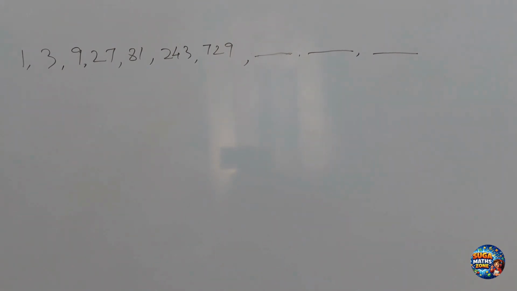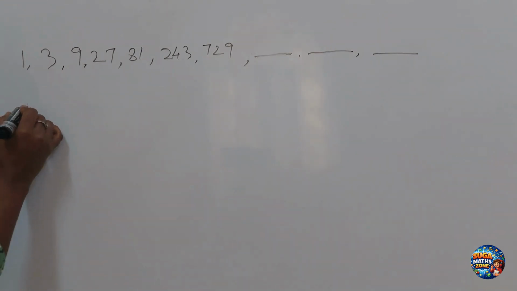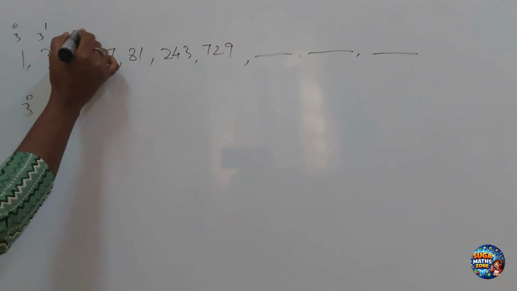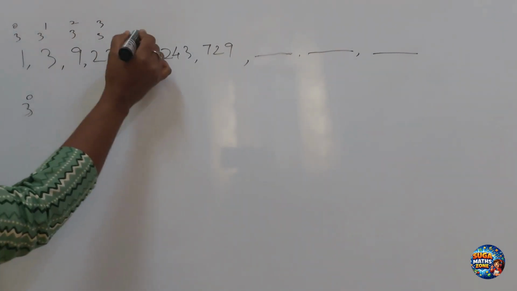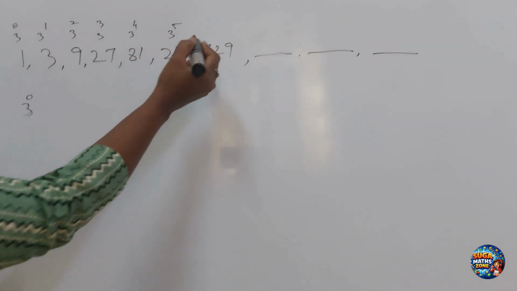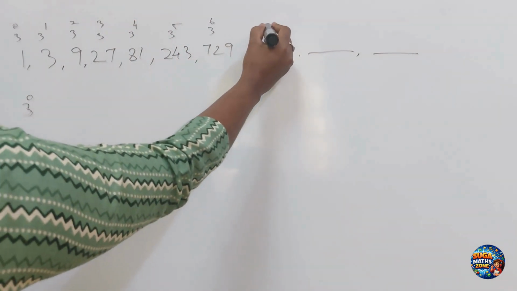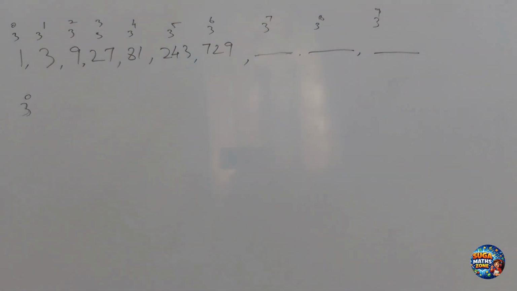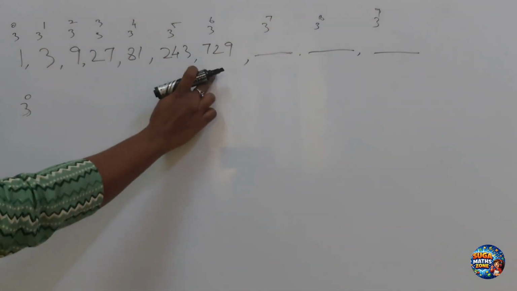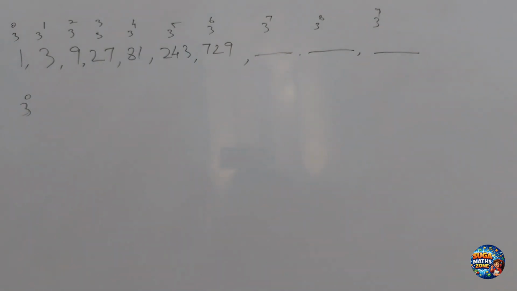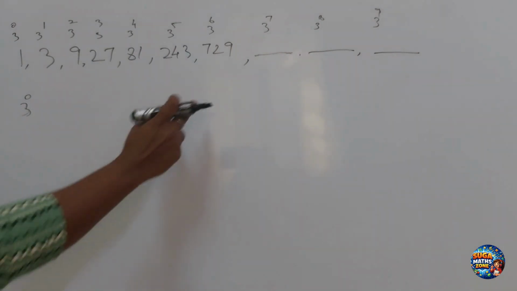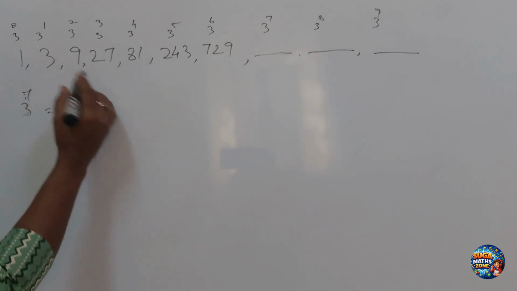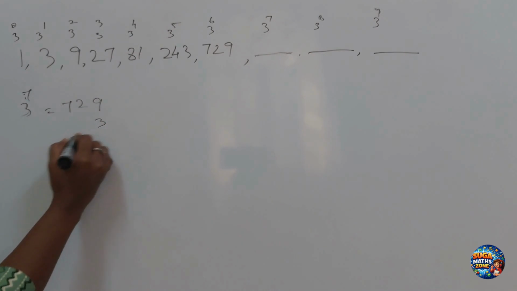Next one is power of 3. Power of 3 means the base is 3 and the power is increased. So here this is 3 power 0, 3 power 1, 3 power 2, 3 power 3, 3 power 4, 3 power 5, 3 power 6. We have to find 3 power 7, 3 power 8 and 3 power 9. Before that, in power of 2, what did we do? The previous number is multiplied by 2. So power of 3 means the previous number is multiplied by 3. So for 3 power 7, the previous number 729 is multiplied by 3.